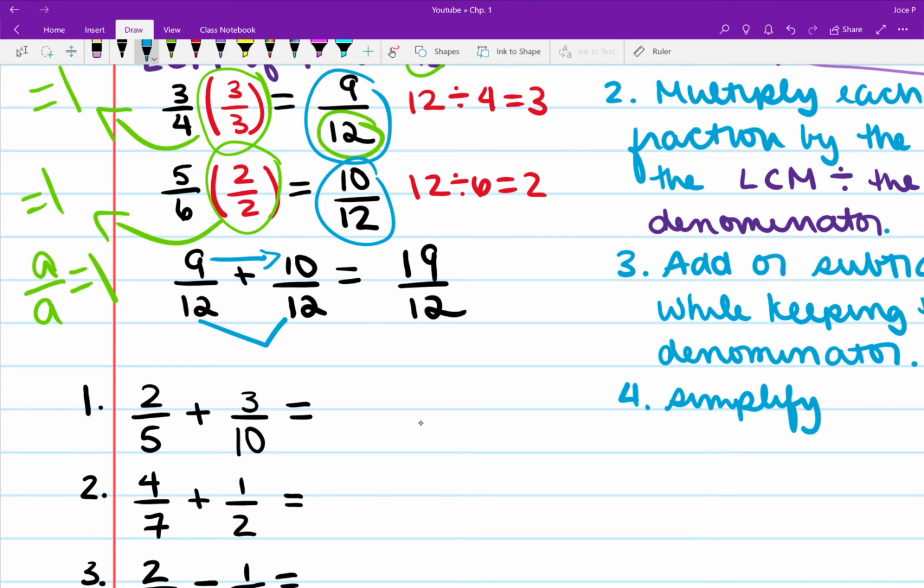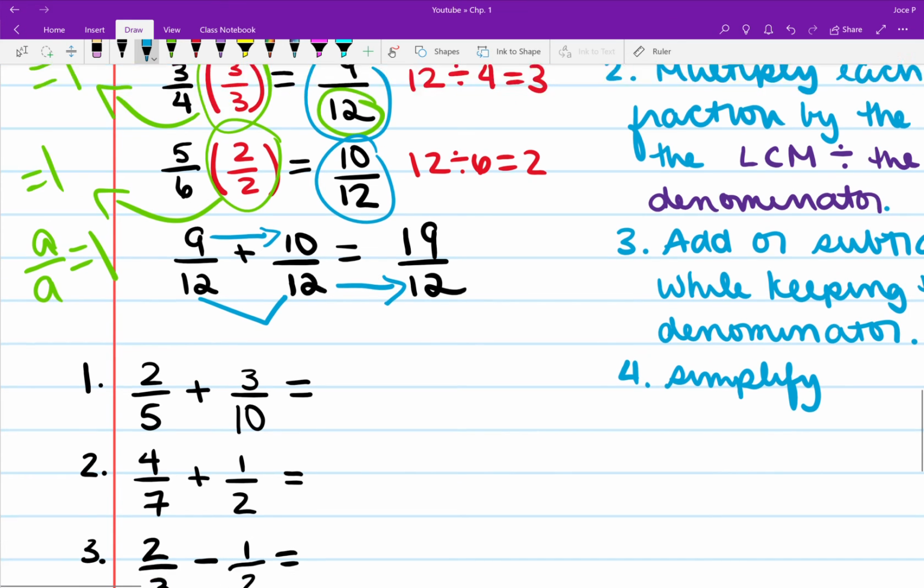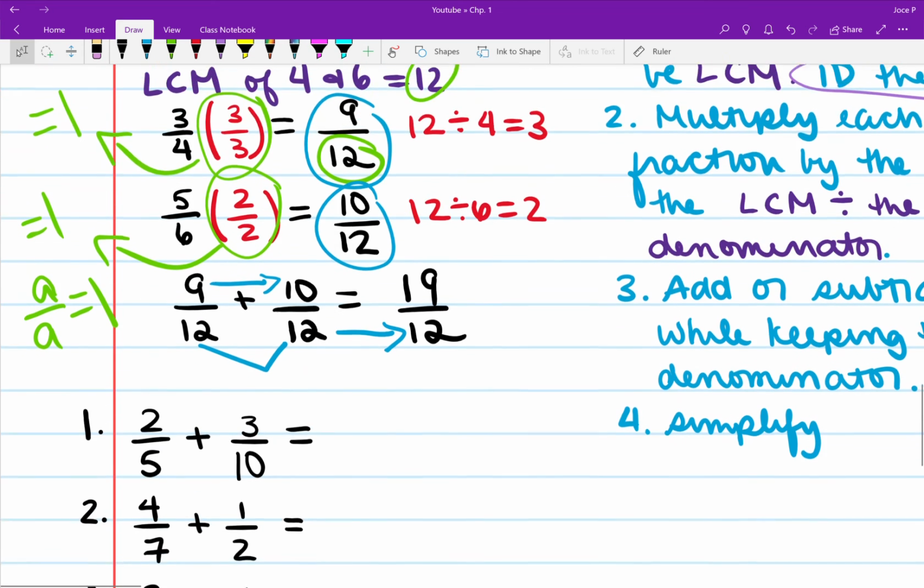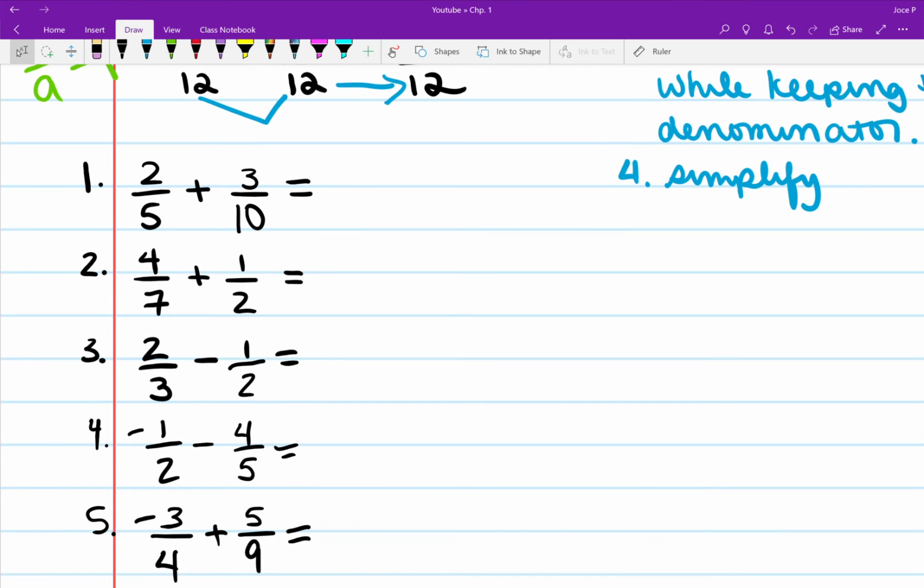So 9 plus 10 is 19. Maintain the denominator, which is 12, 19 over 12. This is our solution. So let's practice this a few times.